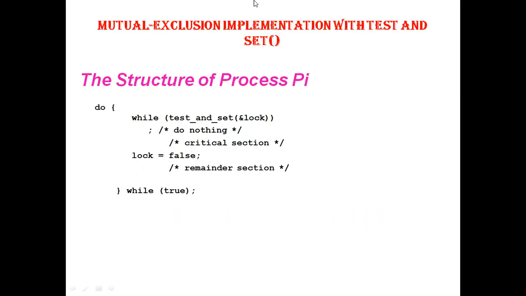So, how does the structure of process Pi look? This is how process Pi looks. While test and set of lock is true, do nothing, then enter the critical section. After process Pi is executed, you set lock to false, then the remainder section, and come out.